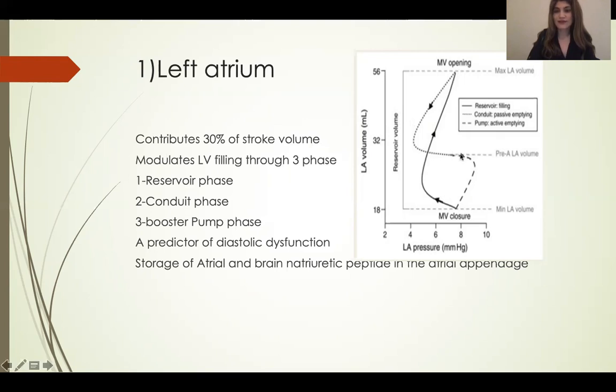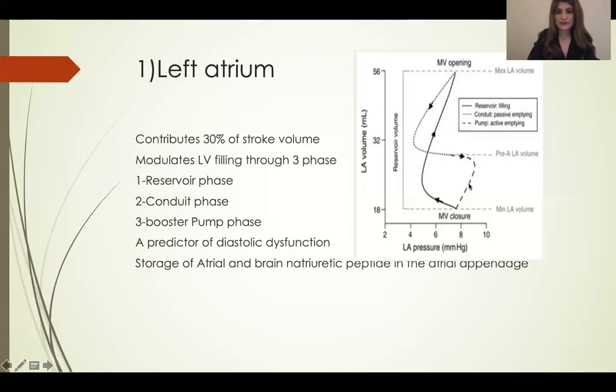After left atrial contraction, the left ventricle fills, and this is active emptying of the left atrium, the pump function and pump phase of the left atrium.